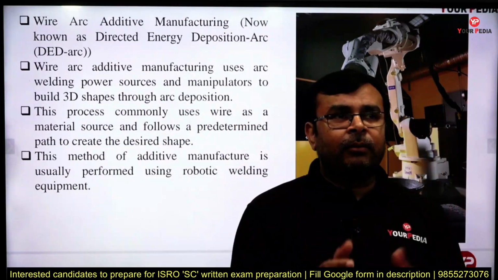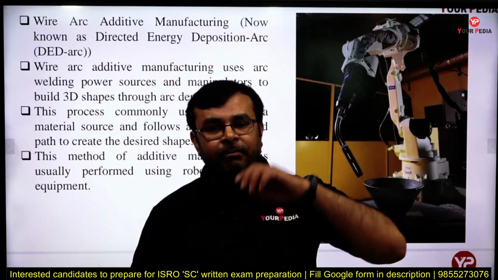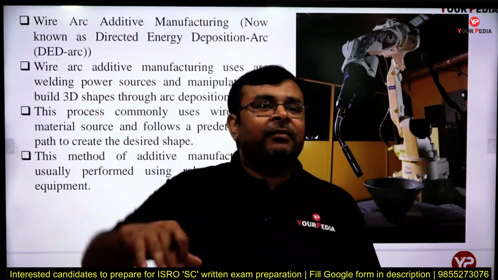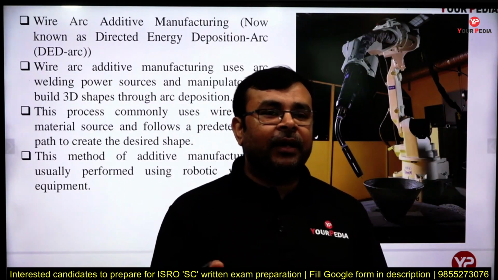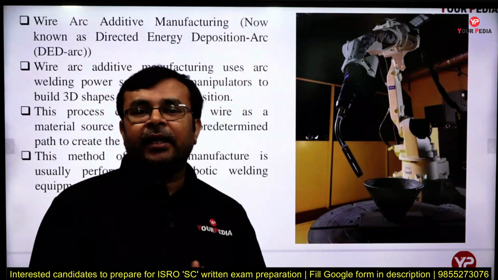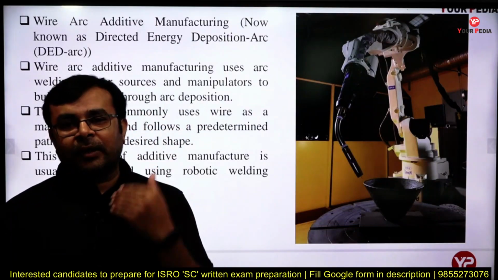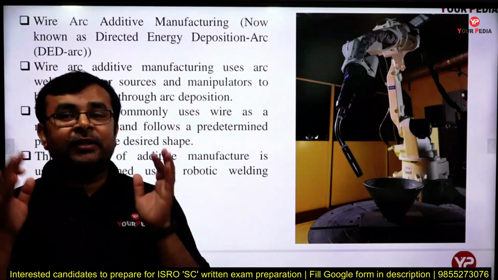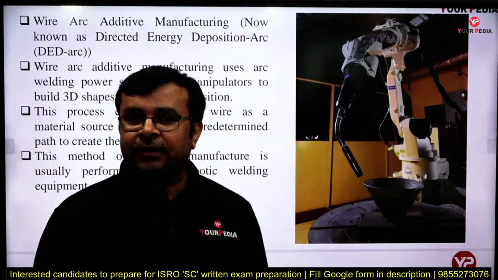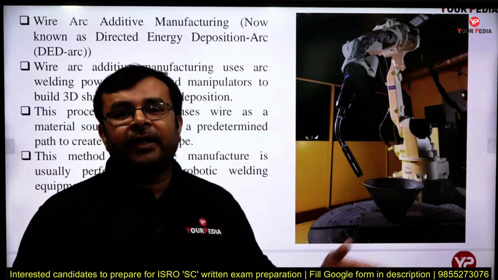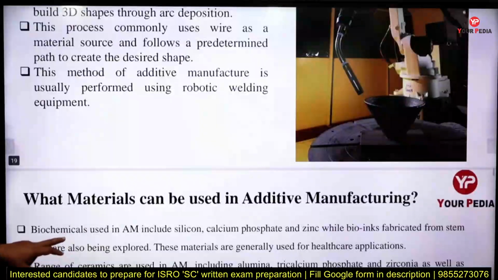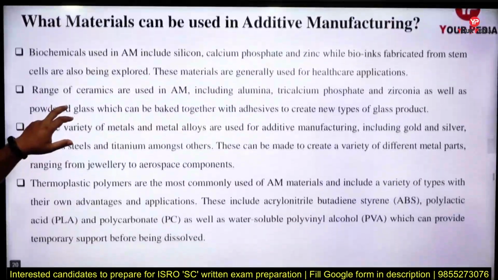If I talk about this process, it is one of the best processes for producing very large objects at a very high deposition rate, even 10 kg per hour. This deposition rate is very high compared to other metal additive manufacturing processes. Due to the high deposition rate and low energy required, this is an energy efficient and time saving process, and with its help you can make very large structural objects also. So, these are a few advantages of this process.